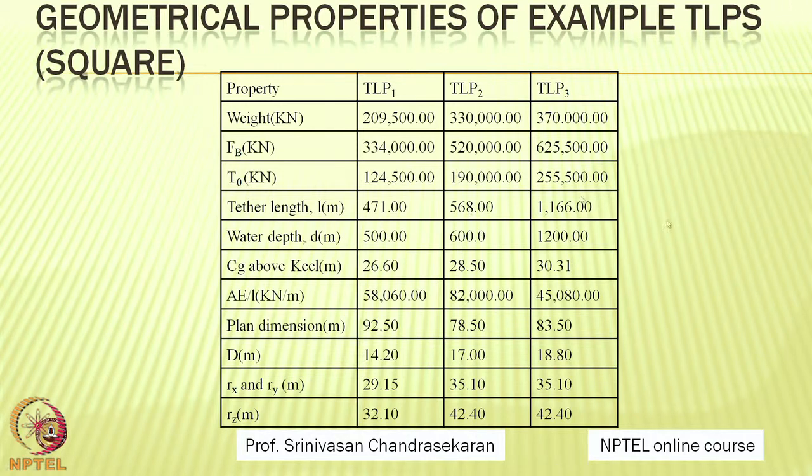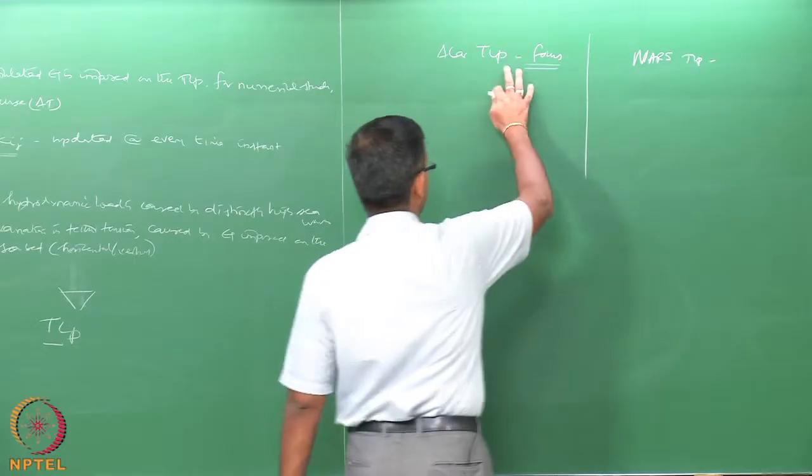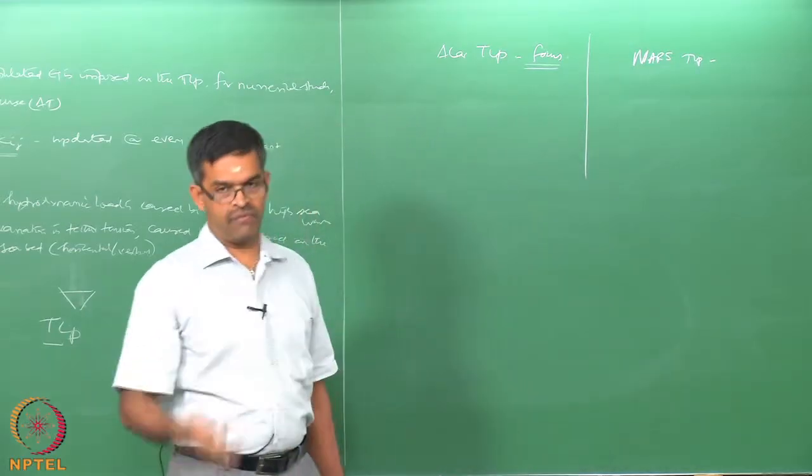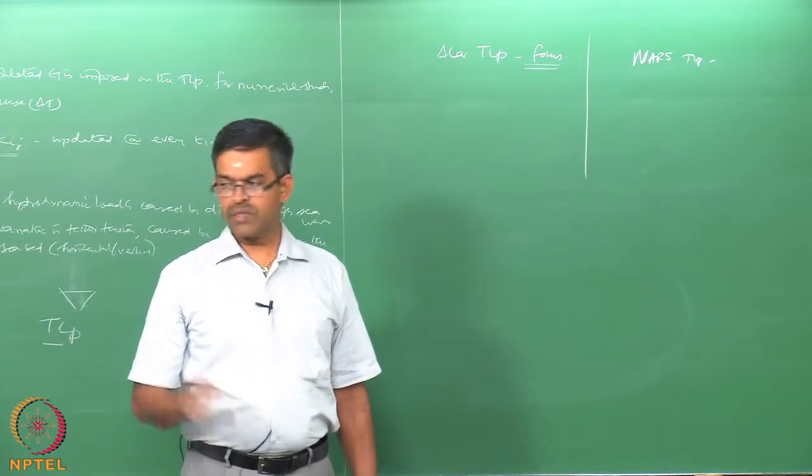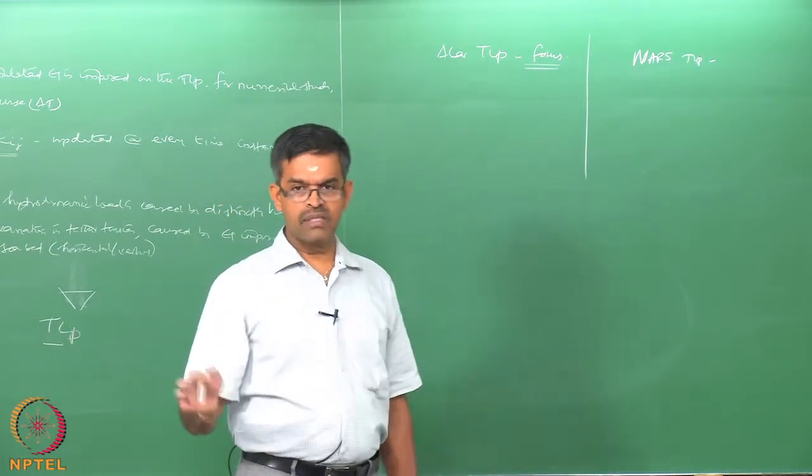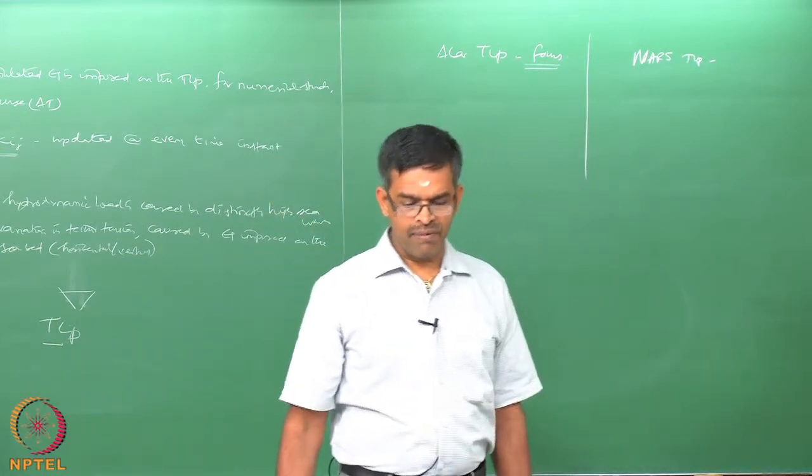So, there are 3 TLPs taken for the study, TLP 1, 2 and 3. The weight, the buoyancy, initial tether tension, tether length and water depths are considered and shown in the figure in the tabular form. Now, all these are essentially meant for a square platform. So, the square platform will have 4 legs. We need to simulate a triangular geometry which can sustain and be found to be safe with that of the worst combination of hydrodynamic loading and the seismic forces caused by the Kanai-Tajimi power spectrum.